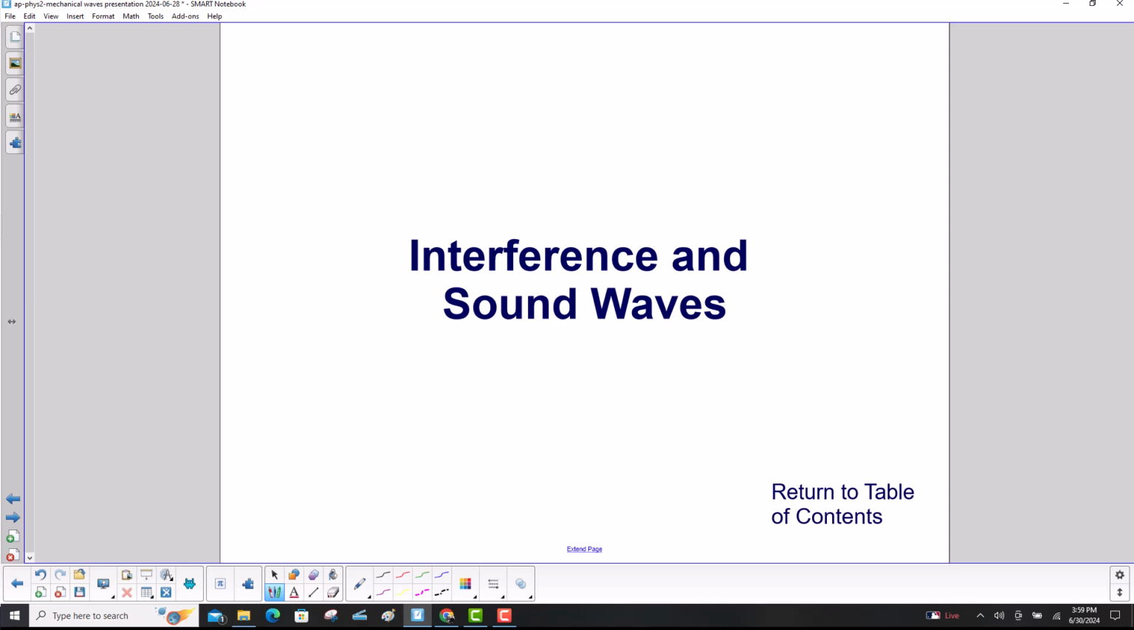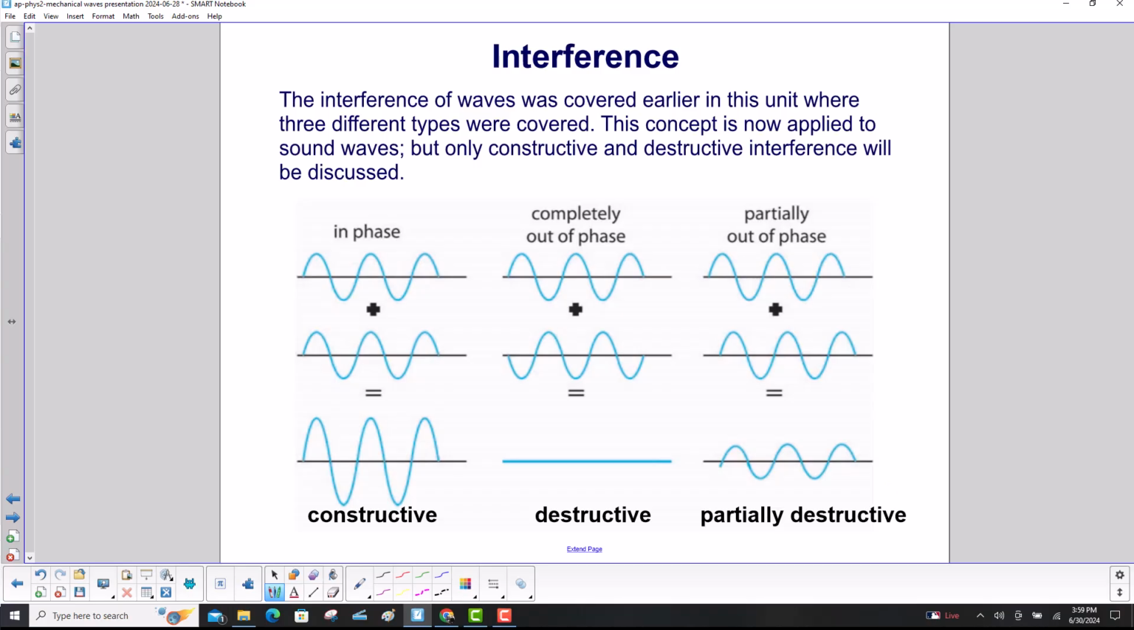Interference and sound waves. We've seen this picture before. The interference of waves was covered earlier in this unit, where 3 different types were covered, right down here. This concept is now applied to sound waves, but only constructive and destructive interference will be discussed.